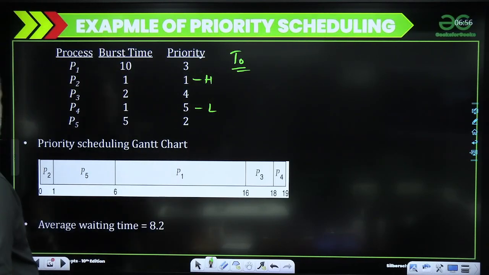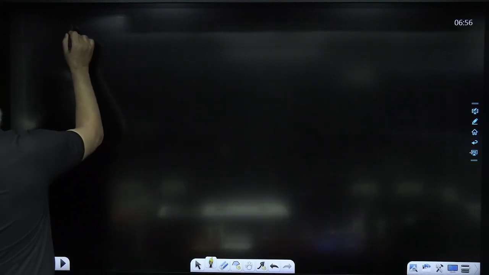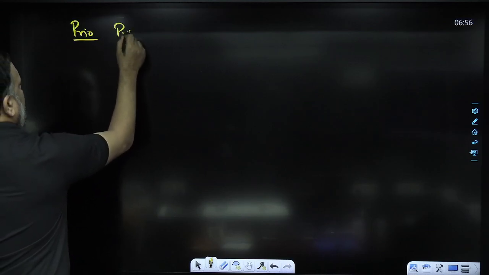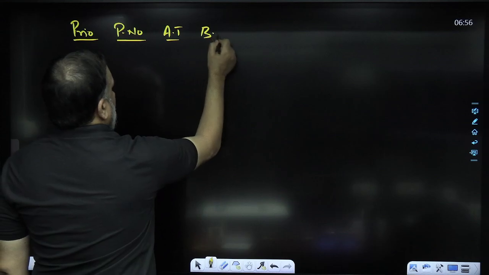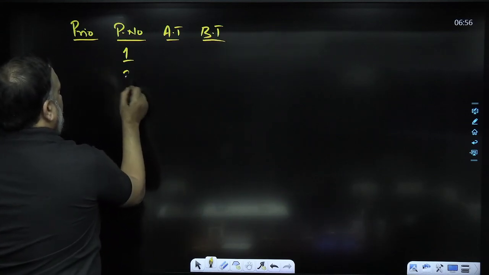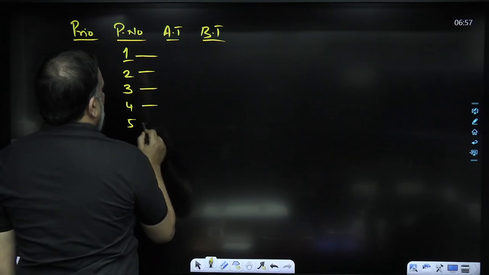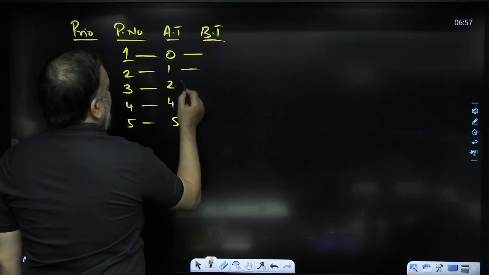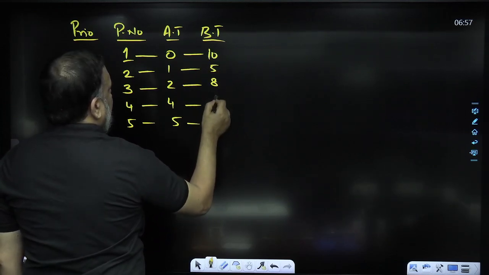So what I will do is take a general data set with different or jumbled arrival times, and then we'll make a trace with regard to preemptive and non-preemptive priority. Say for example, this is the priority of the process, this is the process number, and I will take arrival time and burst time. We'll take 5 processes. Let's say their arrival times are something like this, and let's say the burst times are 10, 5, 8, 6, 3.